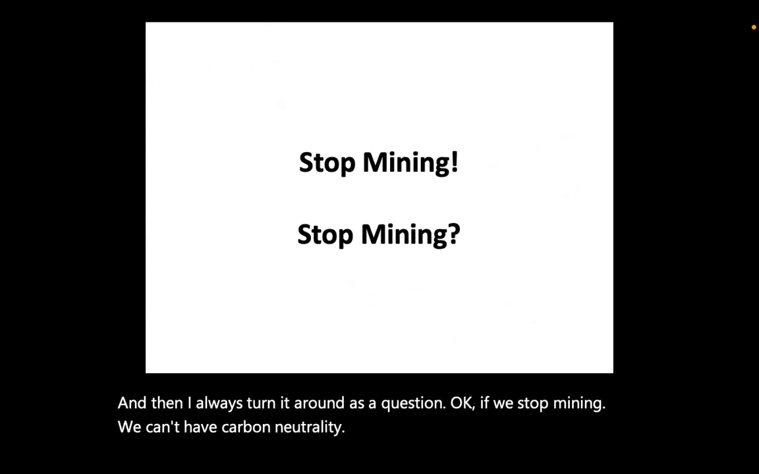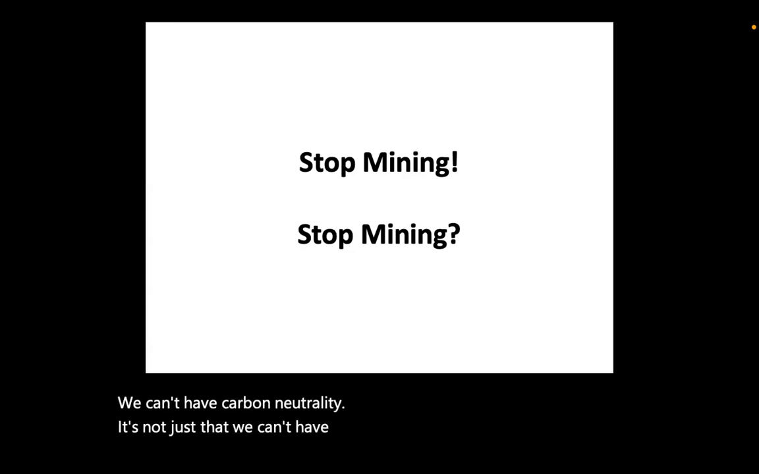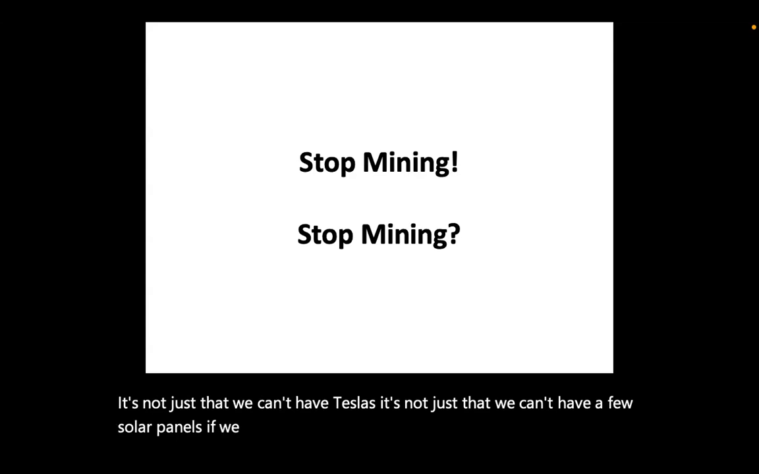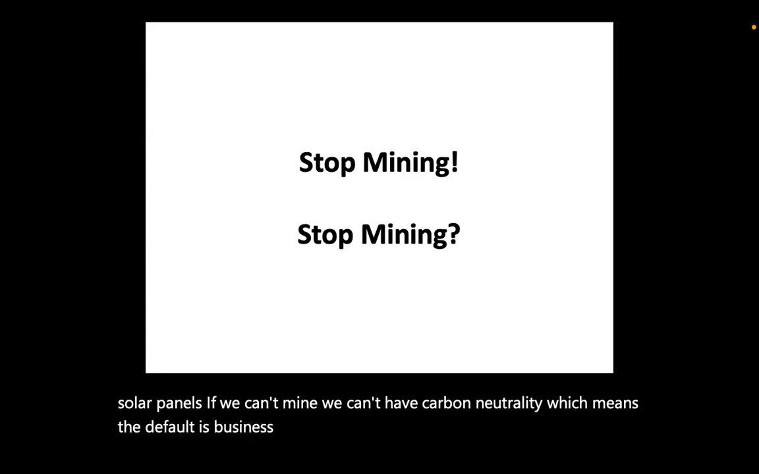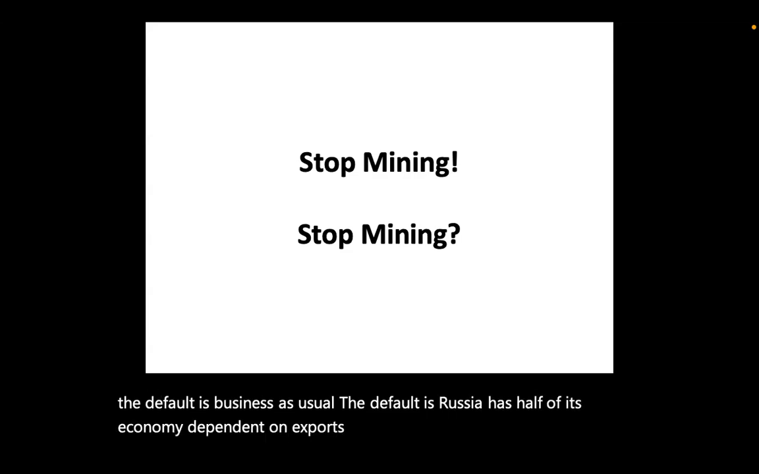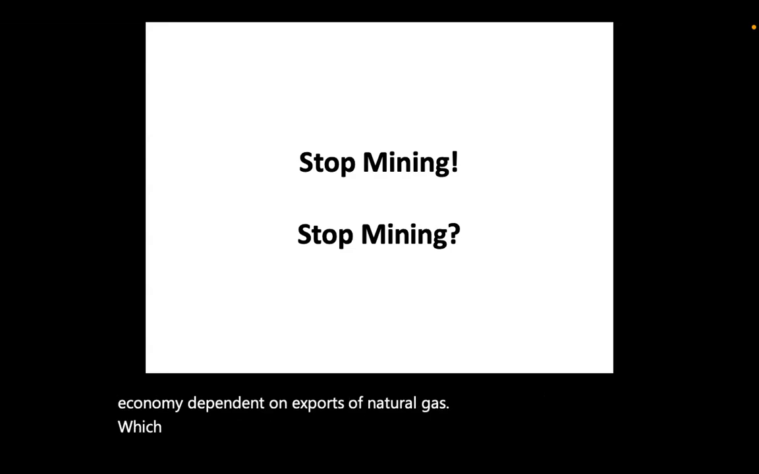It's not just that we can't have Teslas. It's not just that we can't have a few solar panels. If we can't mine, we can't have carbon neutrality, which means the default is business as usual. The default is Russia has half of its economy dependent on exports of natural gas, which is among the reasons they invaded Ukraine.